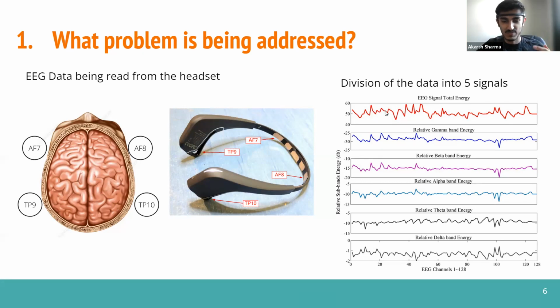After you read all the measurements, the data is divided into 5 main signals, depending on the frequency bands. They have different names: gamma, beta, alpha, theta, and delta. And it's a very quick procedure. It's just a 30-second recording, and you're done with it. And it's a simple instrument.